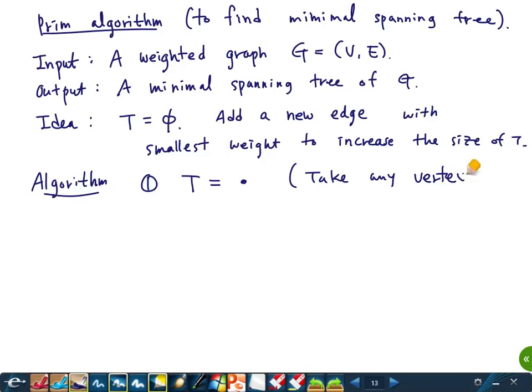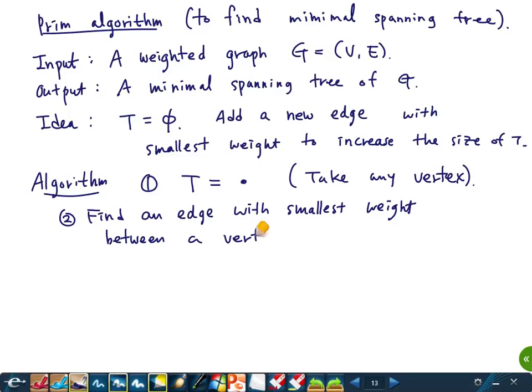And second, find an edge with the smallest weight. But we don't want to connect two dots from T. One dot from T and a new vertex not in T. So an edge between a vertex in T and a vertex not in T.